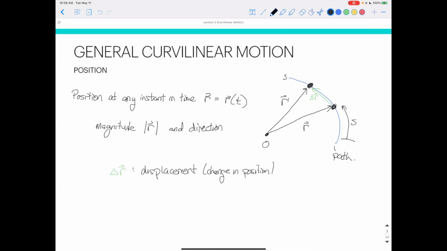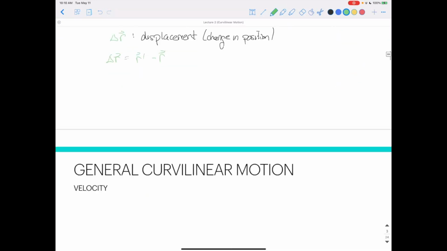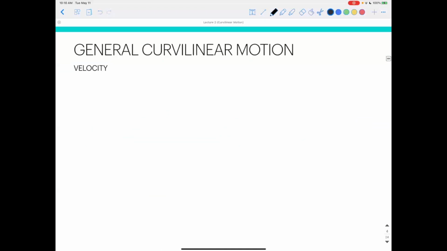And then lastly, we have our delta S, which is along that path line. Delta S, and this is our change in position along the path. So we can also write, for our change of position or displacement, delta R, the vector quantity, is just equal to r prime minus the vector r. So position is pretty straightforward.